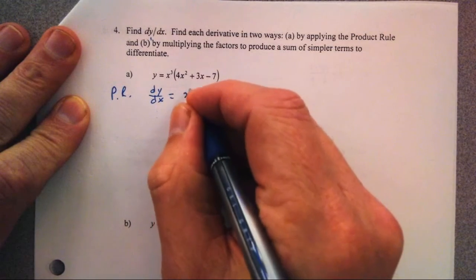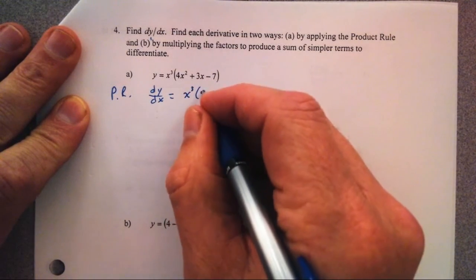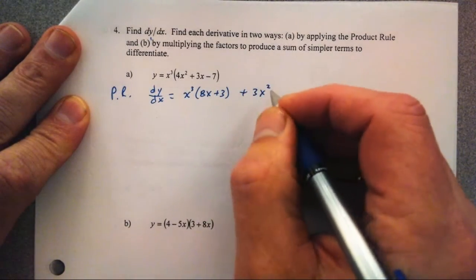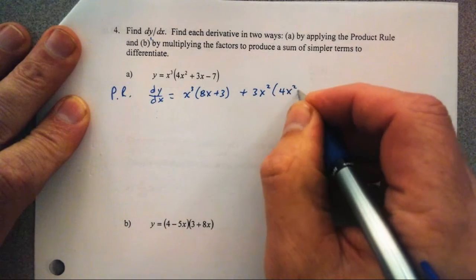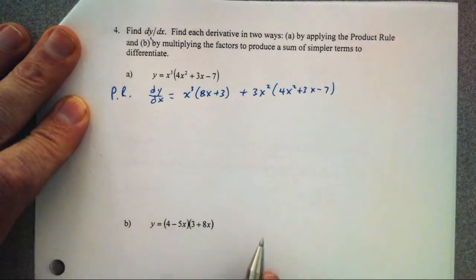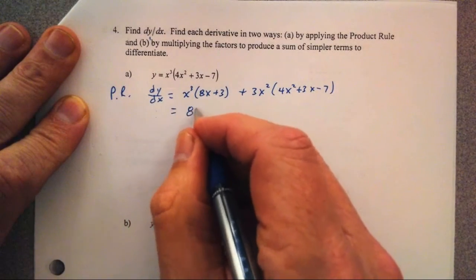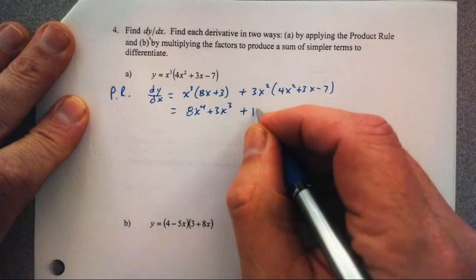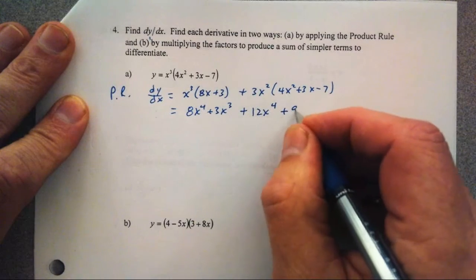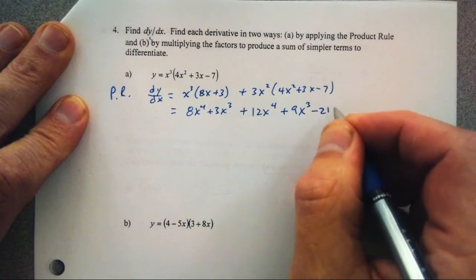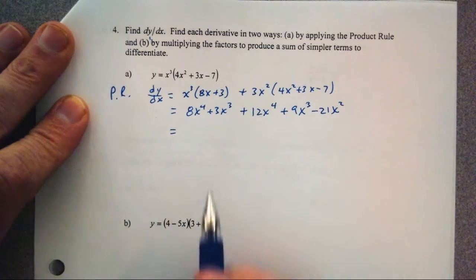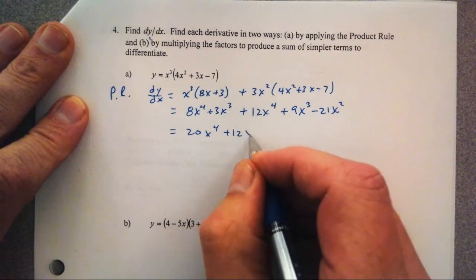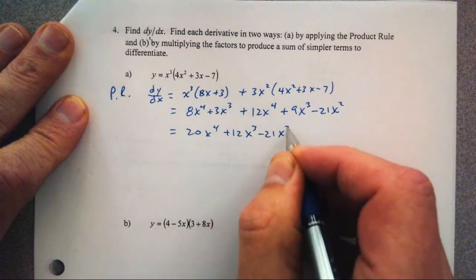equals the first term times the derivative of the second, 8x plus 3, plus the derivative of the first, 3x squared, times the plain old second, 4x squared plus 3x minus 7. Simplify. 8x to the fourth plus 3x cubed plus 12x to the fourth plus 9x cubed minus 21x squared, combine terms, and I get 20x to the fourth plus 12x cubed minus 21x squared.